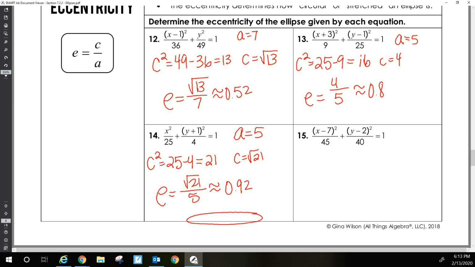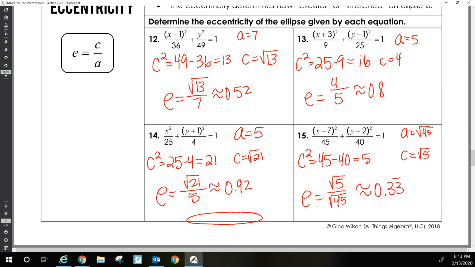All right, number 15. 45 is my bigger, so A is going to be the square root of 45. Again, leave it just as a square root. That's okay until we get to the last step. C squared is going to be 45 minus 40, which is equal to 5. So C is the square root of 5. E is going to be C over A, so square root of 5 over square root of 45. When we plug that guy into your calculator, you get approximately 0.33.